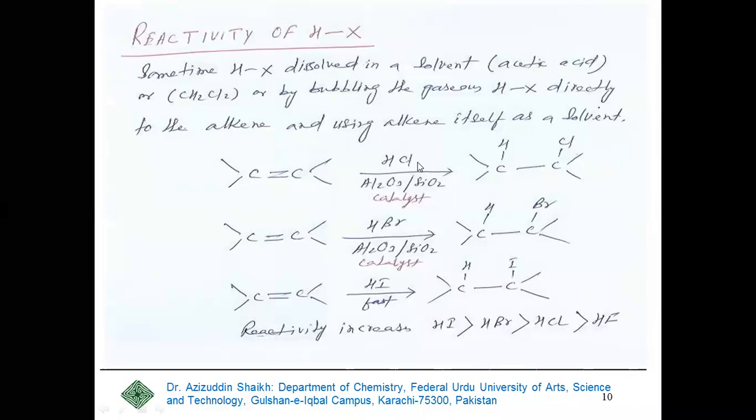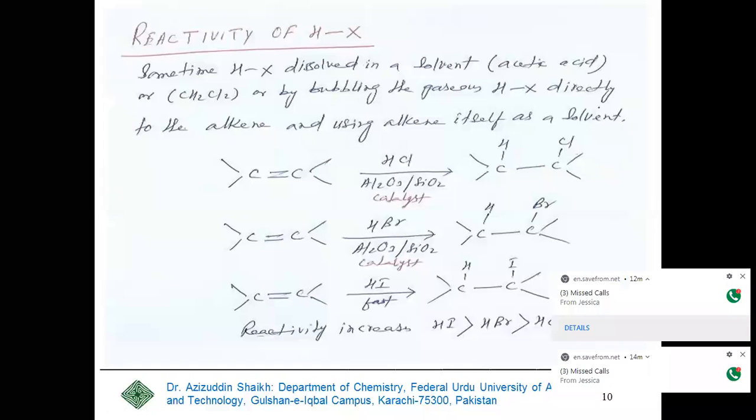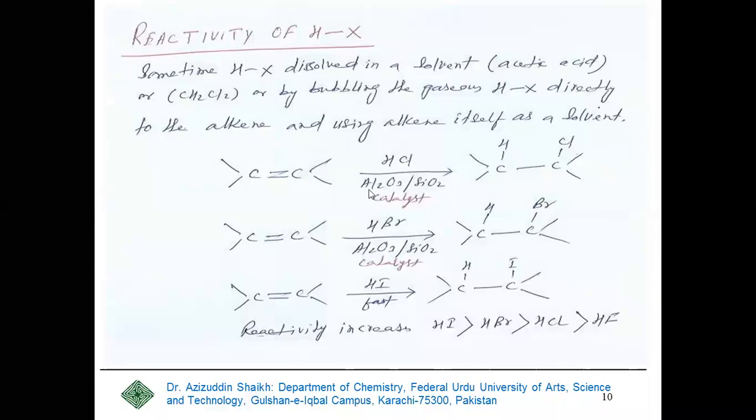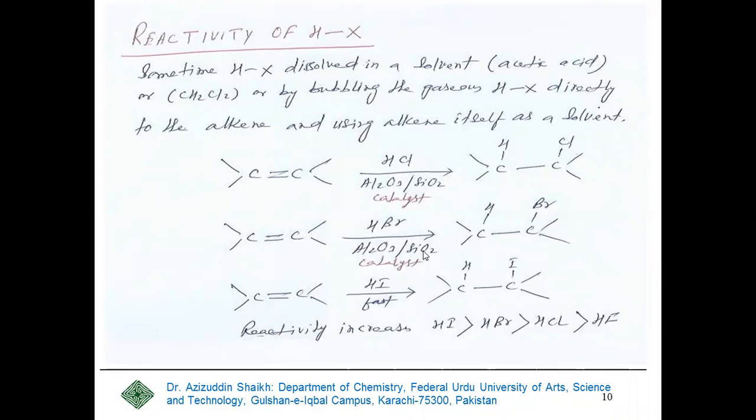This is HCl, and HCl reacts in presence of alumina and silica, both are catalysts. HBr in presence of alumina and silica, both are catalysts. And HI, this is a fast reaction. There is no need of any catalyst.